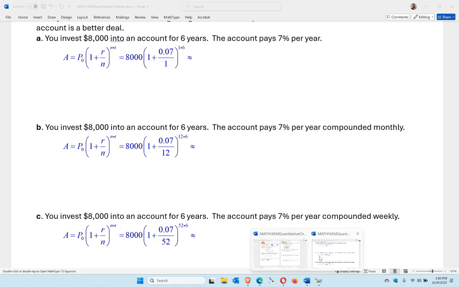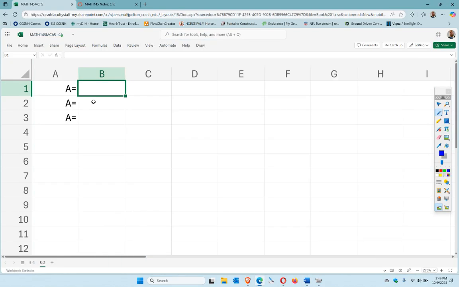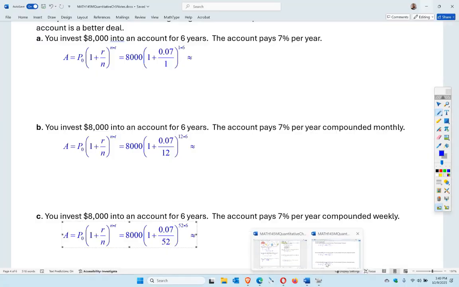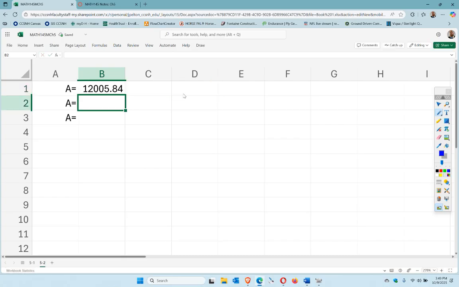Okay, so if I go back to my sheet here, I want to do 8,000 and then 1 plus the interest over 1 to the 1 to the 6. Okay, so equals 8,000 times parentheses 1 plus, right, and then I have 0.07 divided by 1, I believe. Let me double check that. Was it 7%? It was 7%, then to the power of 1 times 6. Okay, so to the power of parentheses 1 times 6. You don't need the parentheses if you just do 1 times 6 in your head and put it, but otherwise you need to put the parentheses. Okay, so that's what I get.